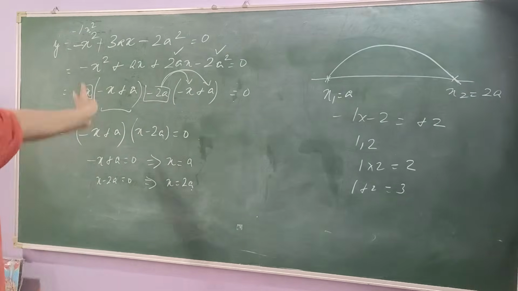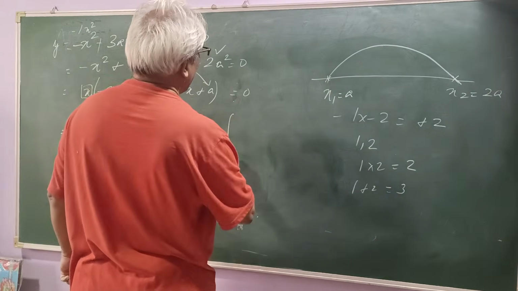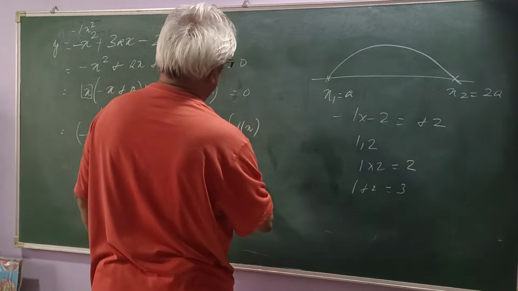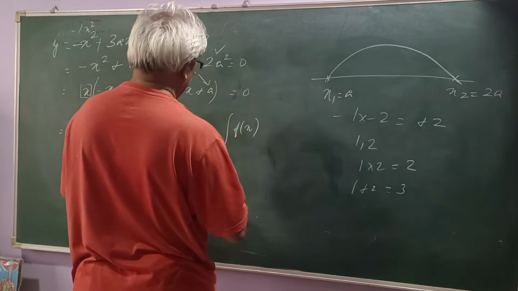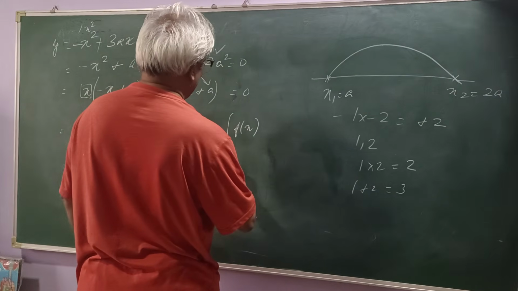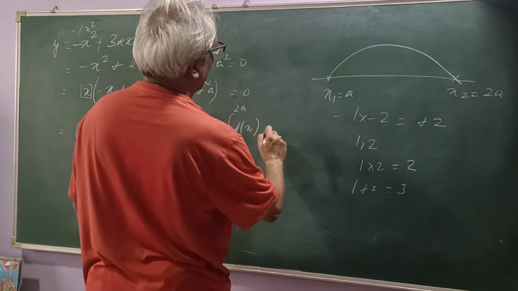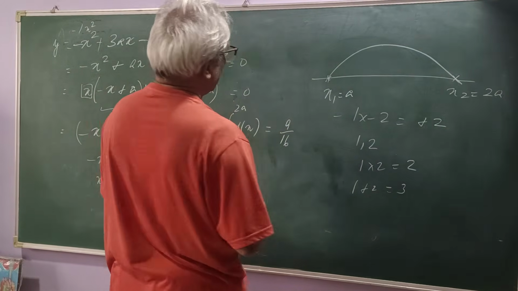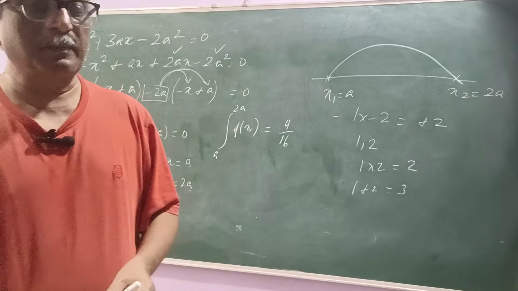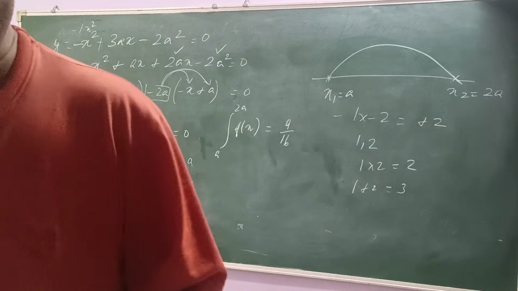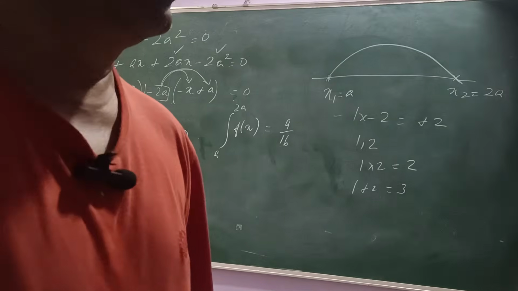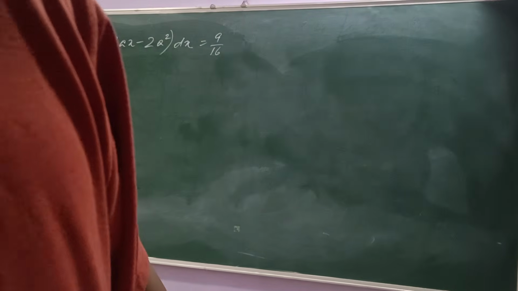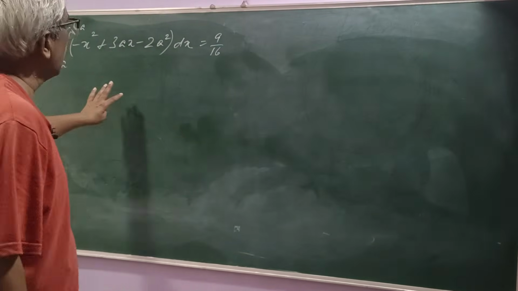Now I have to integrate. I will integrate f of x between the limits a and 2a, and whatever answer I get, I will equate it to 9 over 16. So I found the limits a and 2a. Now I have to integrate, and when I integrate, whatever answer I get, I will equate it to 9 by 16. So this is what I have to do.